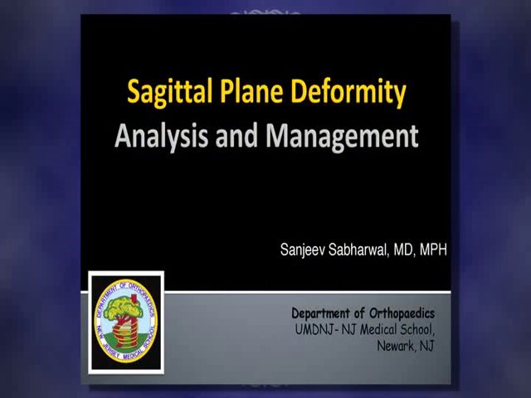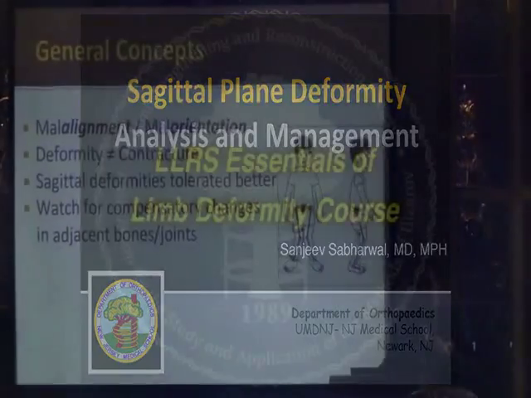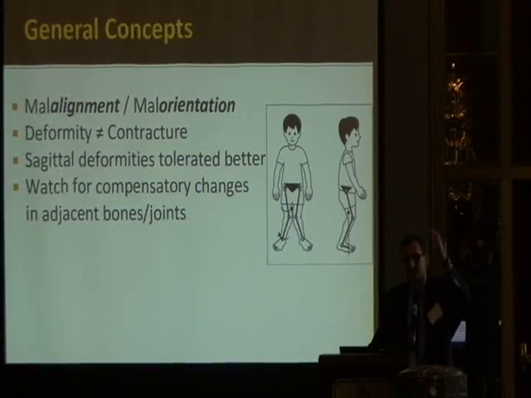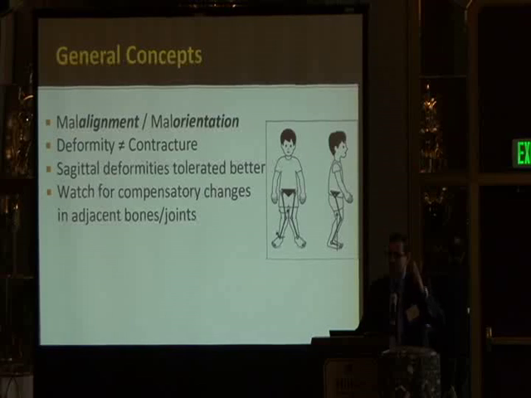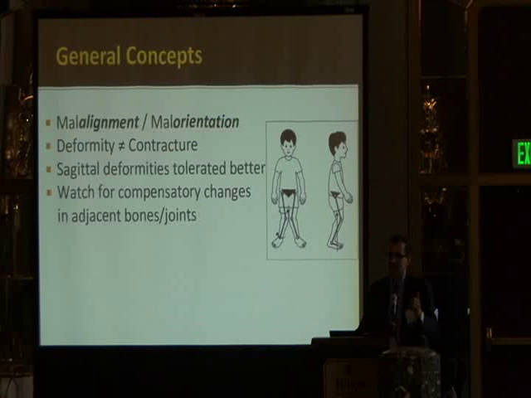As both John Herzenberg and Dr. Birch mentioned, there's alignment and there's orientation. Alignment refers to the whole mechanical axis of the entire limb. Orientation, just simplistically, is how each bone is oriented in relationship to the adjacent joints.